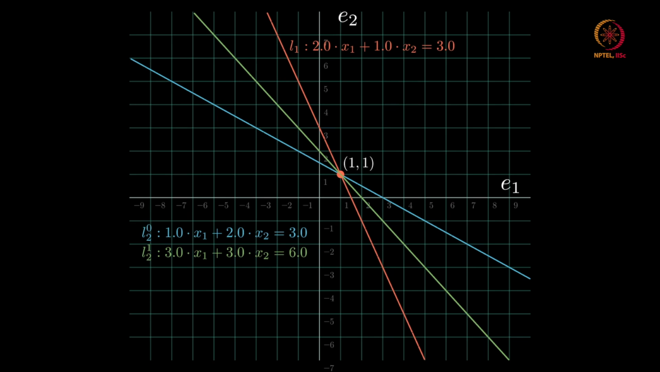Let us look at the next one. The next one is L2 of minus 1, which said minus x1 plus x2 is equal to 0, so x1 is equal to x2. That line goes like this. This is my L2 of minus 1. That also intersects the first line at 1 comma 1. Similarly, if you take the next line, that will also intersect at 1 comma 1.